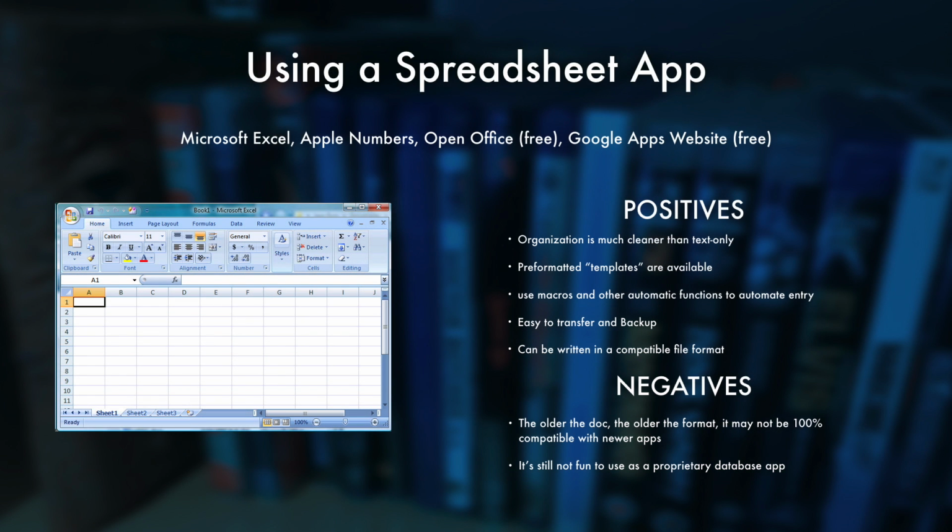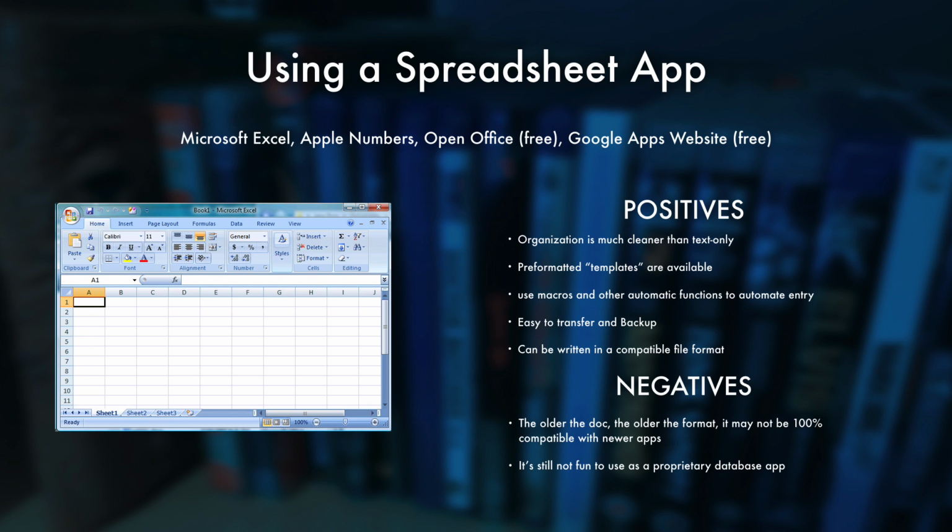A little bit less basic is using a spreadsheet document like Microsoft Excel or Numbers or OpenOffice, which is a free word processing and desktop productivity suite, which includes a database, a spreadsheet application, or even Google Apps. The Google Apps website, you just go to google.com, you just need a Google account, you sign in, you store your documents online, or you can download them or upload them, all free. It's great.